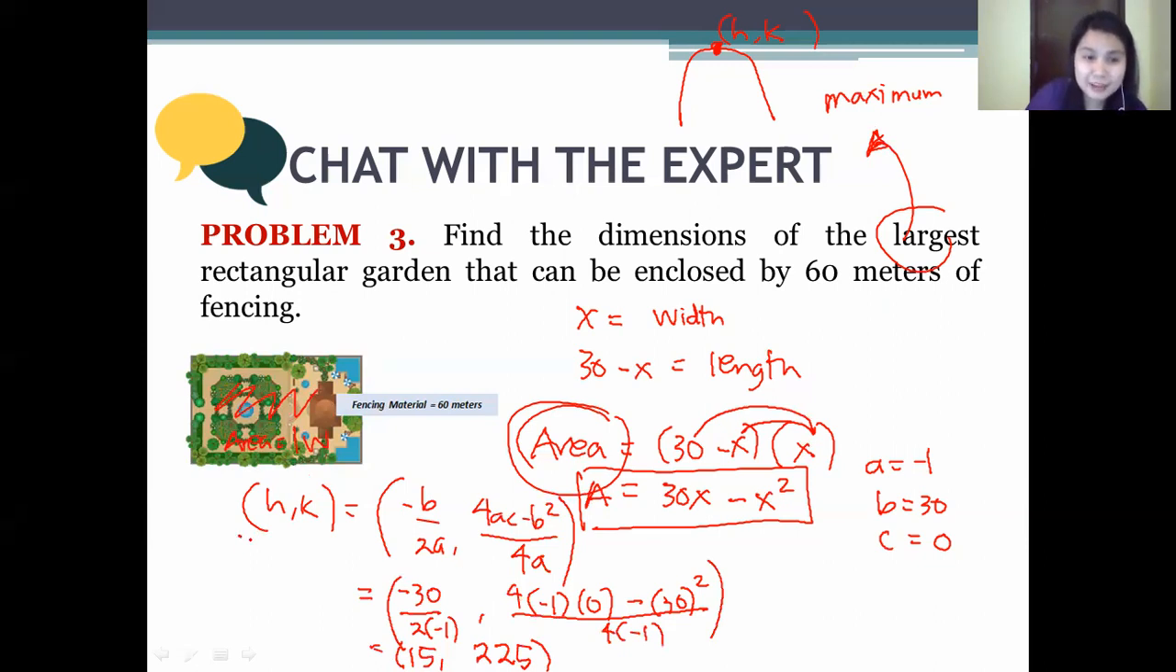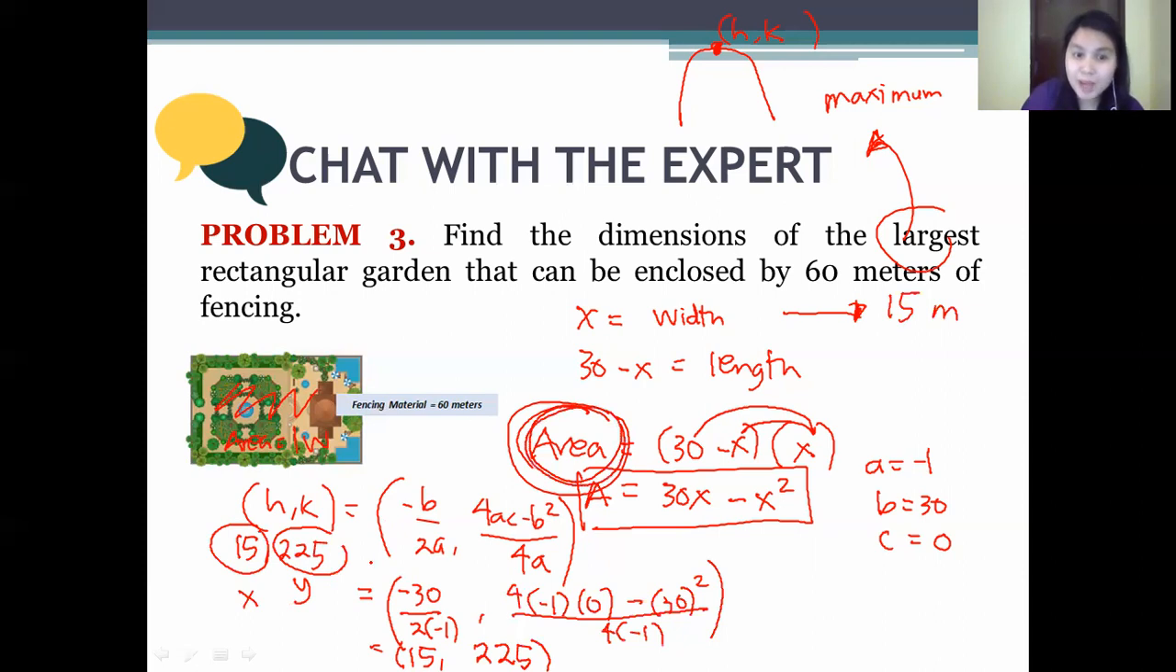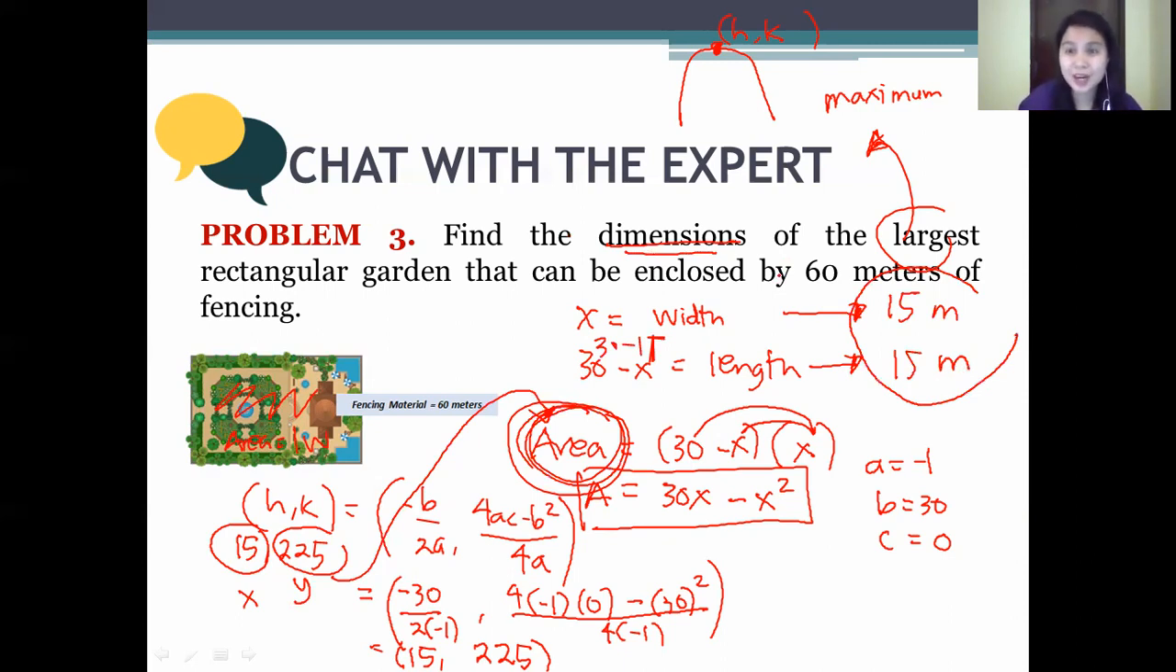Now, how do we interpret this? 15 and 225. Remember, the first one is our x. What's our x again? It's the width. So 15 meters. And this one, 225, is your y. What is our y? Our y here represents our area. So the largest area for the garden is 225 square meters. What are the dimensions? 15 for the width, and for the length, 30 minus 15. The answer will be 15 meters also. So we say that the dimensions of the largest rectangular garden is 15 meters in width and 15 meters in length.